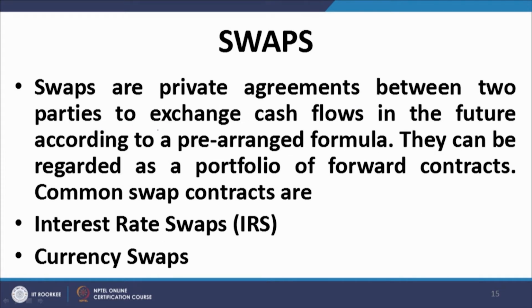Then we have swaps. Swaps are private agreements between two parties to exchange cash flows in the future according to a prearranged formula. They can be regarded as a portfolio of forward contracts. Common swap contracts are interest rate swaps and currency swaps. So, basically swaps are an exchange of cash flows. The methodology of the computation of the cash flows that are to be exchanged between the parties who have entered into the swap contract is agreed upon in the swap contract and is also pre-agreed.